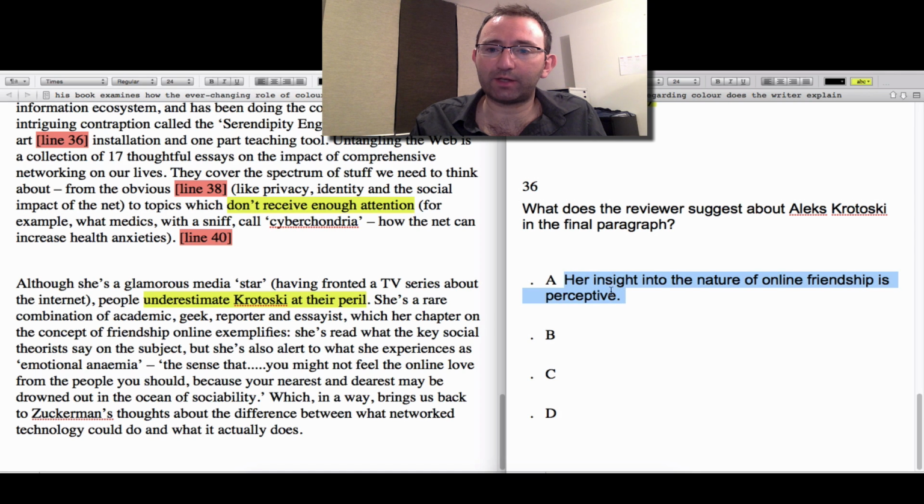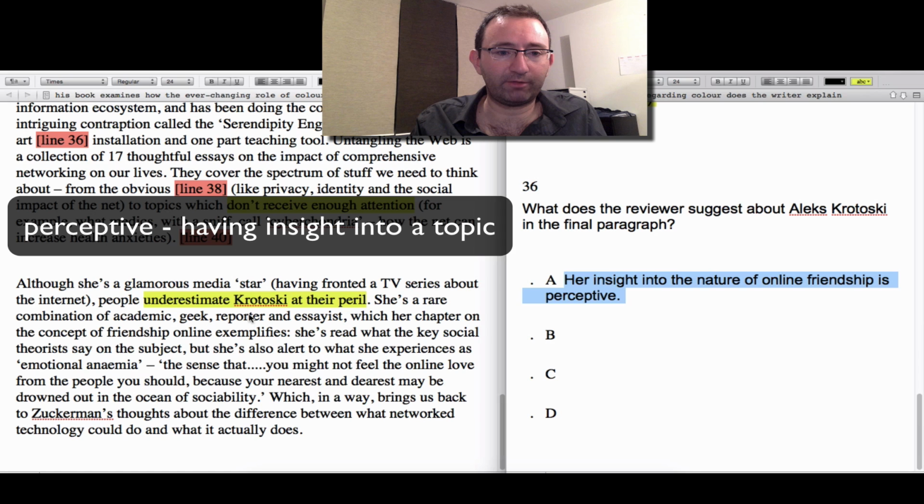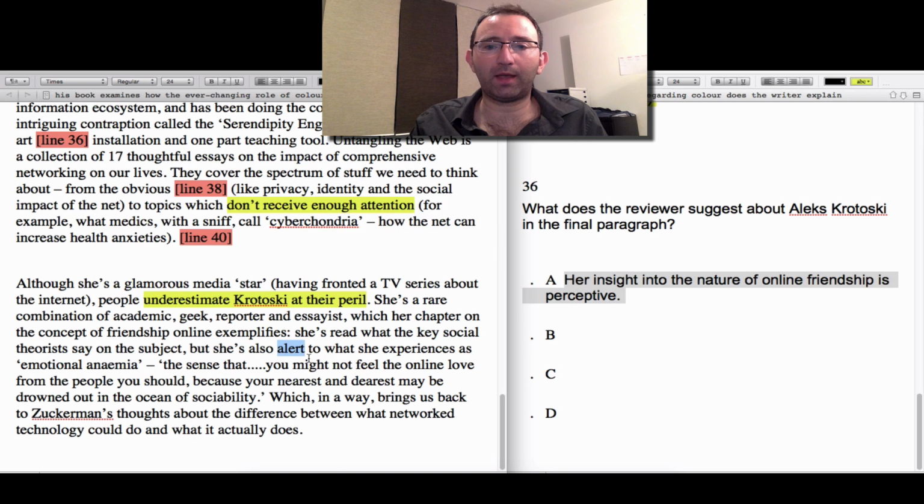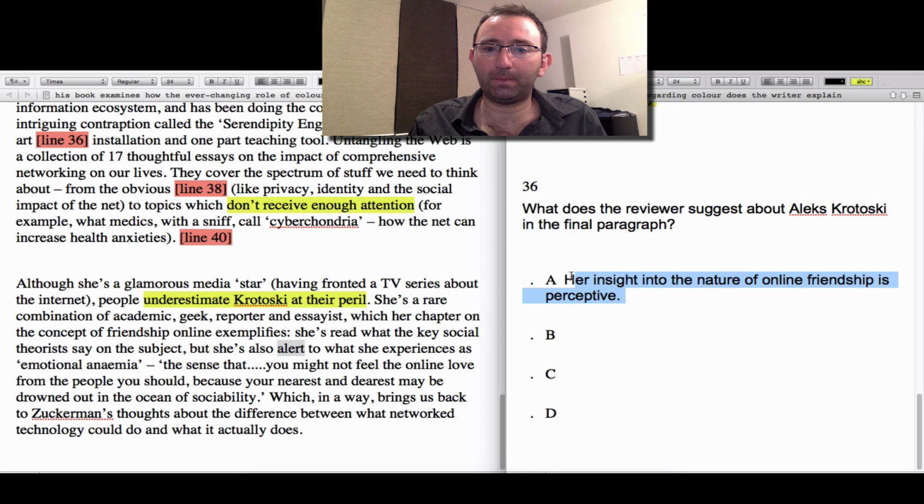Her insight into the nature of online friendship is perceptive. Her chapter on the concept of friendship online exemplifies. She's read what the key social theorists say, but she's also alert to what she experiences as emotional enigma. Yeah, okay, so she's perceptive, she's alert, she's noticing interesting things about the topic. Okay, I'm going to say A. Oh my god, this is taking forever.